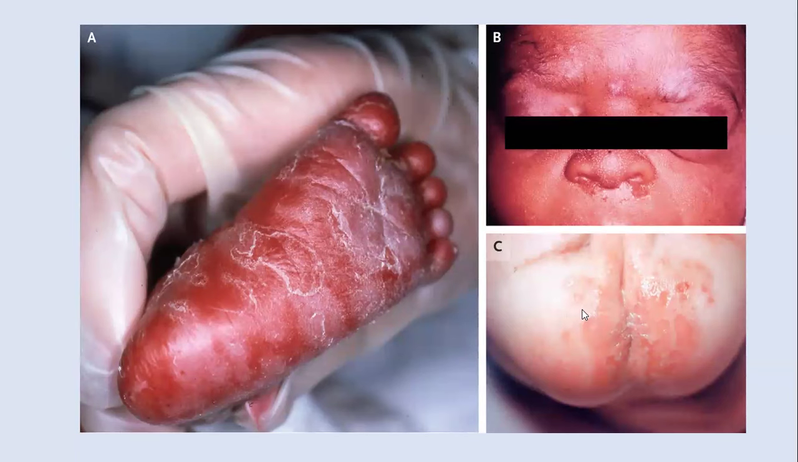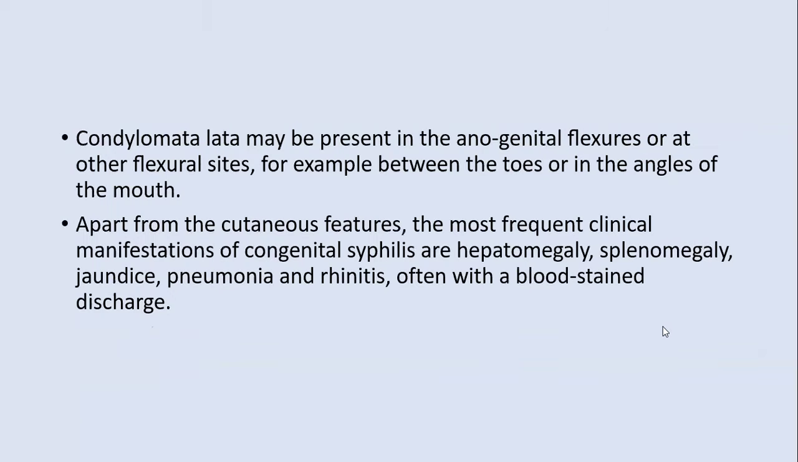These are the psoriasiform scaly lesions seen on the feet, with papular lesions on the face and eroded lesions on the perianal area. Condylomata lata may be present in anogenital flexures or other flexural sites, that is between the toes and angle of mouth. Apart from cutaneous features, the most frequent clinical manifestations of congenital syphilis are hepatomegaly, splenomegaly, jaundice, pneumonia, and rhinitis.